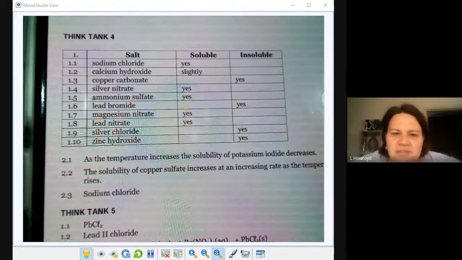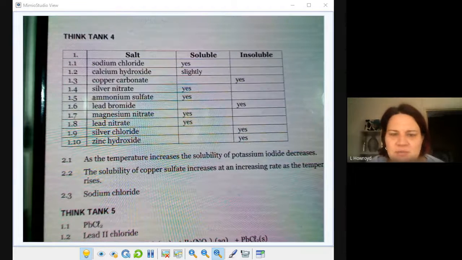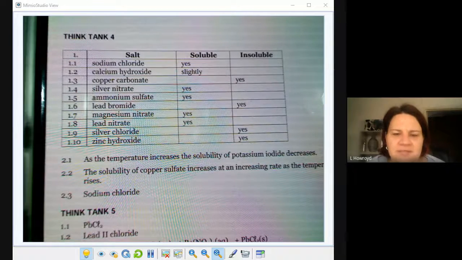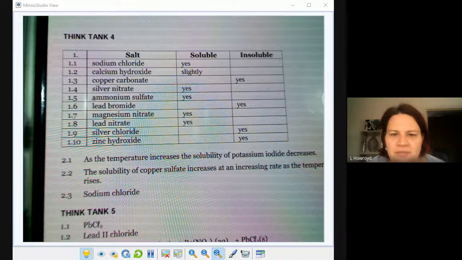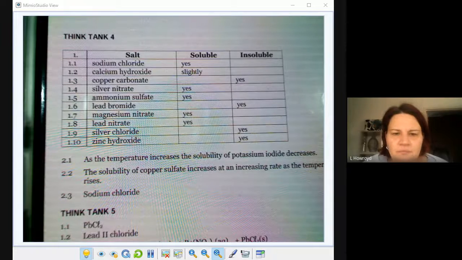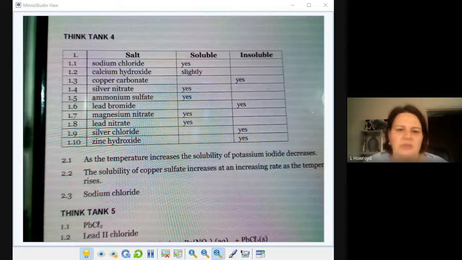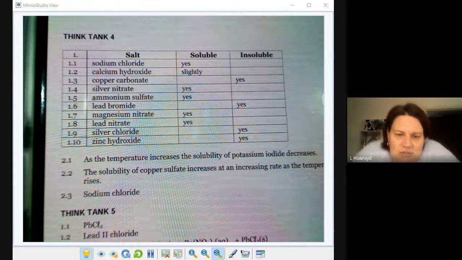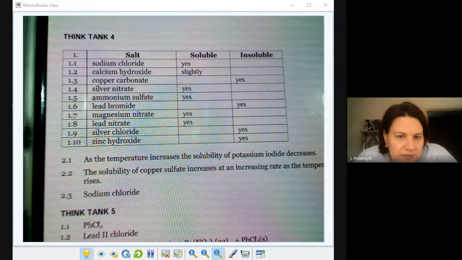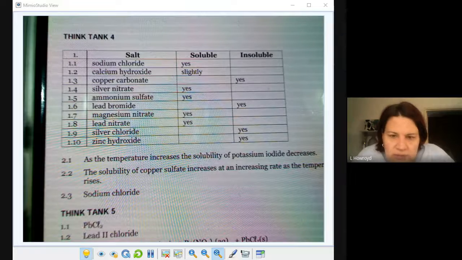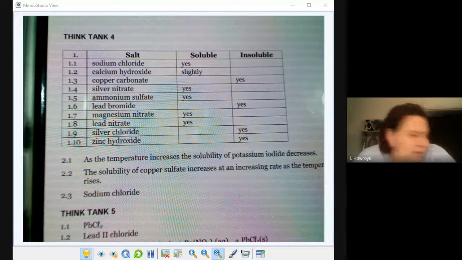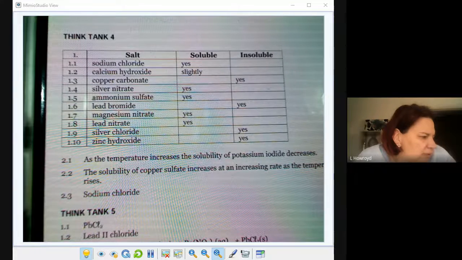Okay, so you should see sodium chloride was soluble. Calcium hydroxide was slightly soluble. If you put yes for that, it's fine. Copper carbonate was insoluble. Silver nitrate was soluble. Ammonium sulfate was soluble. Lead bromide was insoluble. Magnesium nitrate was soluble. Lead nitrate was soluble. Silver chloride was insoluble. And zinc hydroxide was insoluble. Then did you have all the rest to do as well? Did I give you the whole of Think Tank 4?